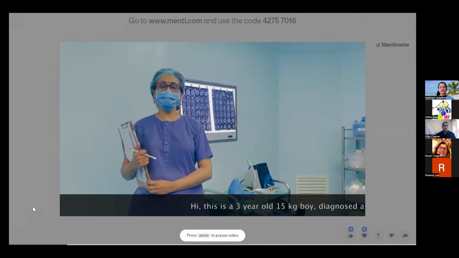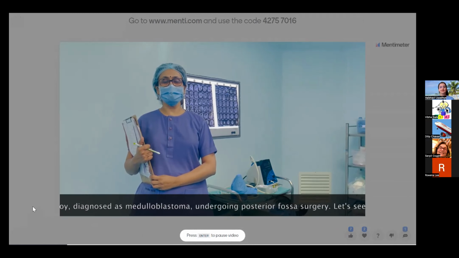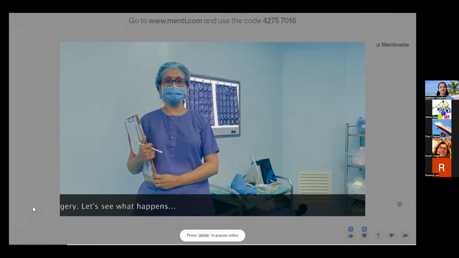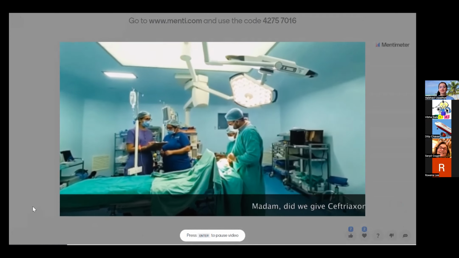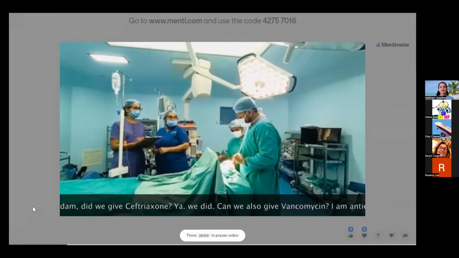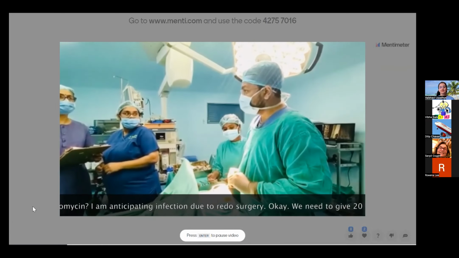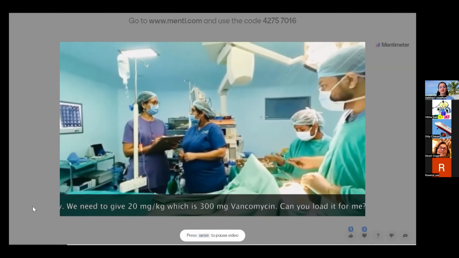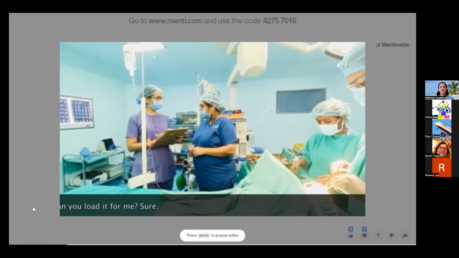Hi, this is a 3-year-old, 15 kg boy diagnosed as medulloblastoma, undergoing posterior fossa surgery. Let's see what happens. Stop. Madam, will we give ceftriaxone for this patient? Yeah, we did. Can we also give vancomycin? I'm anticipating a lot of infection as it is a redo surgery. Okay. Nitya, we need to give 20 milligrams per kg, which is 300 milligrams of vancomycin. Can you load it for me? Sure.